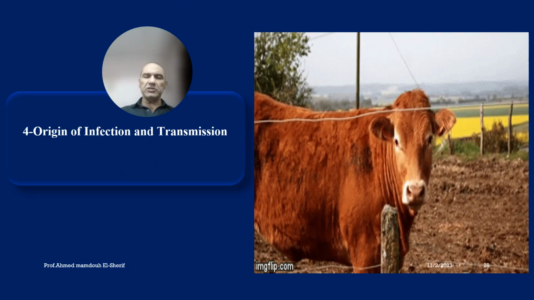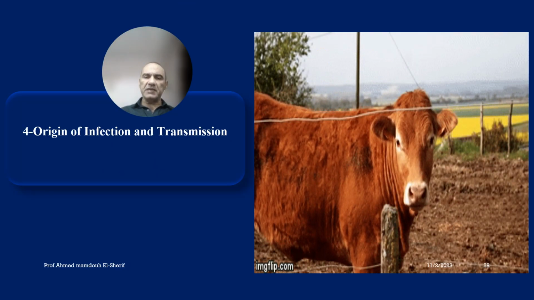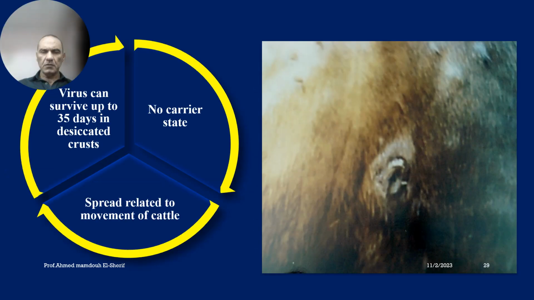Origin of infection and the transmission of lumpy skin disease. There is no carrier status in the case of lumpy skin disease. Spreading of lumpy skin disease virus is related to the movement of infected cattle from one area to another. The virus can survive up to 38 days in desiccated crusts, as appears here in this picture.